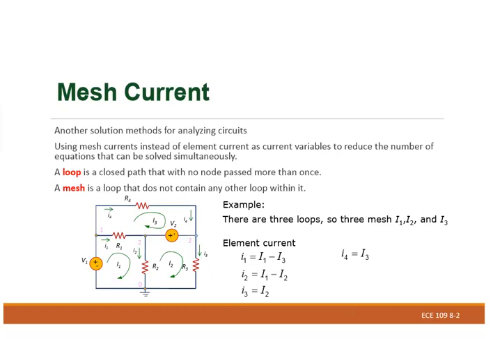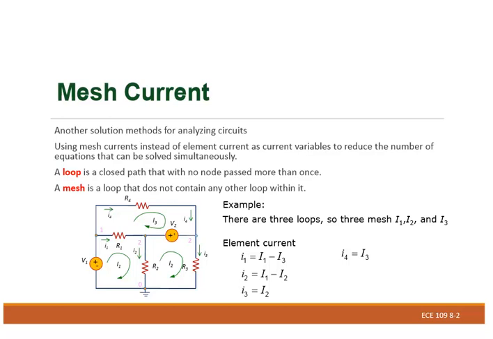So first, mesh current. This is another way to solve the electric circuits. Using mesh current instead of the element current, we can reduce the number of equations, so we can simultaneously solve those equations very quickly. We're gonna use actually a loop. We know that loop is a closed path with no node pass more than once. So mesh is pretty much a loop actually, and we're gonna define name for each mesh.